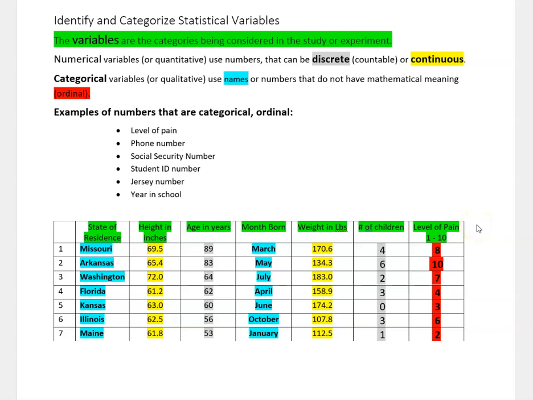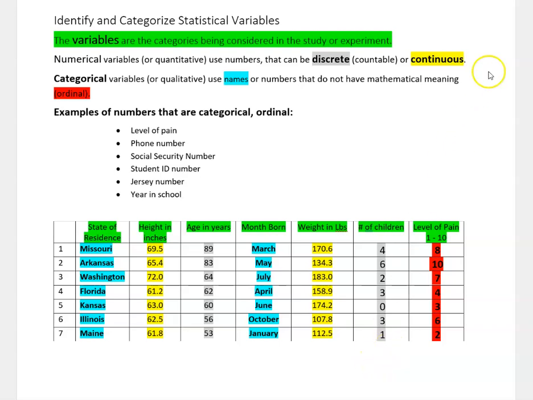For instance, we can have numerical variables, which are also called quantitative, and that uses numbers. But there's two types of numbers. We can have discrete variables, which means it's countable, like the number of cars in a parking lot, or in this particular example in the gray, the ages in years or the number of children that you have. Those are discrete numerical variables the way they're given in this table.